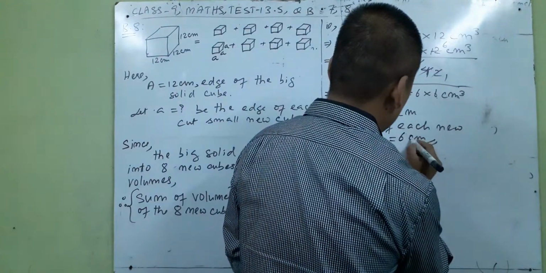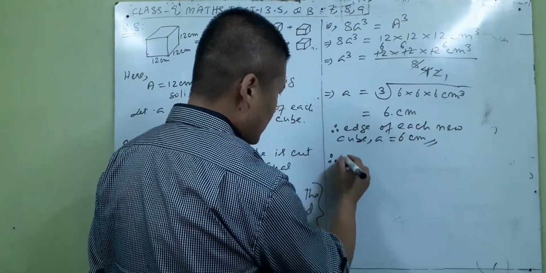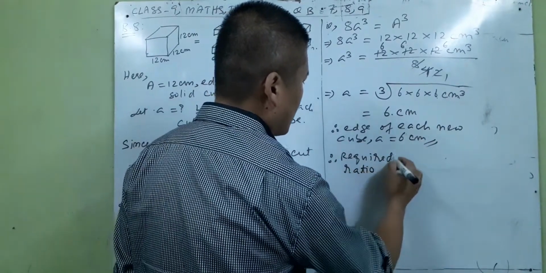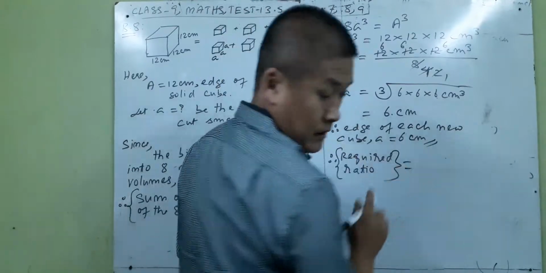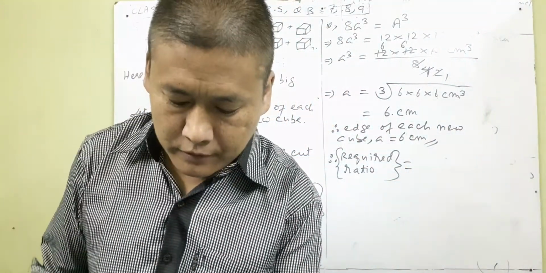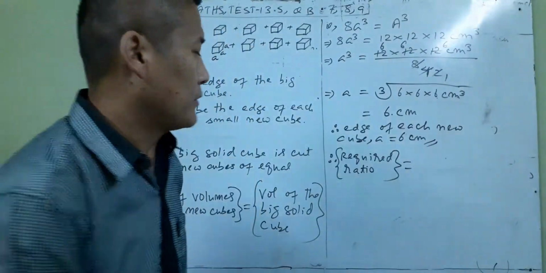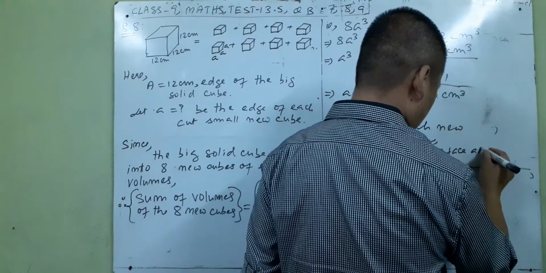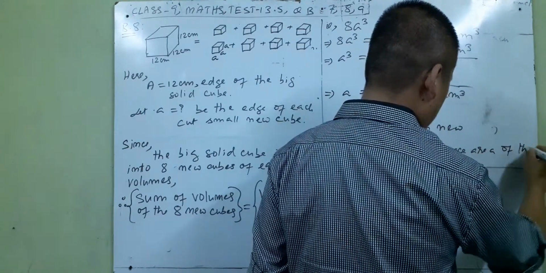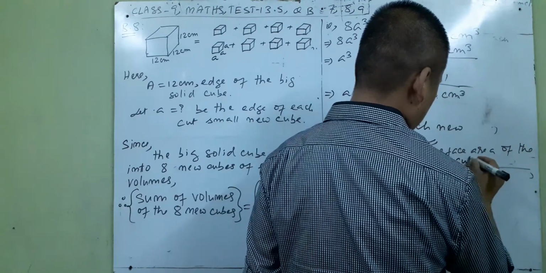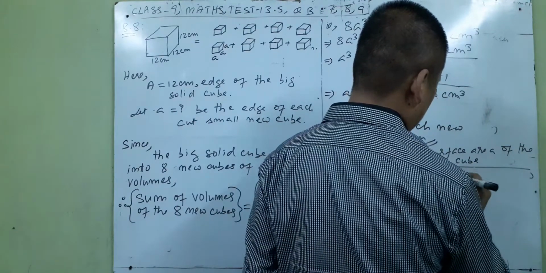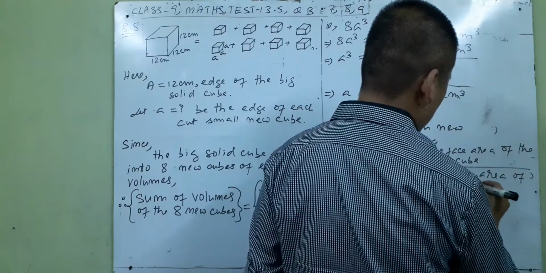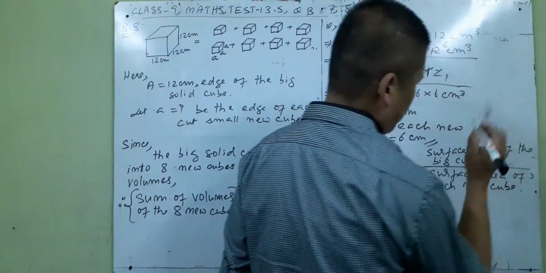So 6 centimeter. Then another thing the question is asking is a ratio, so we just put it as required ratio. Now let us see what ratio they're asking. The last sentence of the textbook: also find the ratio between their surface areas. That means the ratio is the division of surface area of the big cube by surface area of each new cube. The question is using the word new, so I'm just putting it like that.